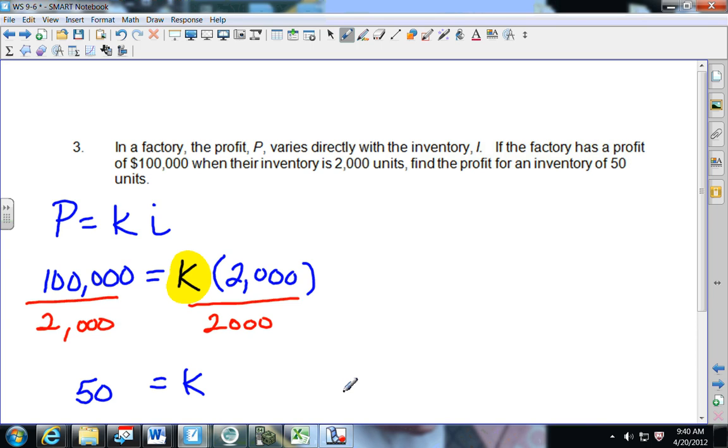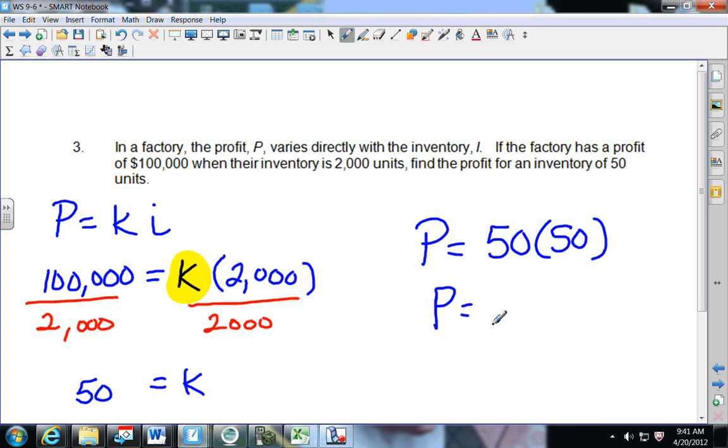Okay. So now it says find the profit for the inventory of 50 units. So you would actually be taking 50 times 50. So how much profit is that? Okay, so your profit ends up being $2,500. All it means is that you should be able to find that one number of how much, like each shirt, each shoe, or whatever it is, and then take that number and plug it back in and find your values.